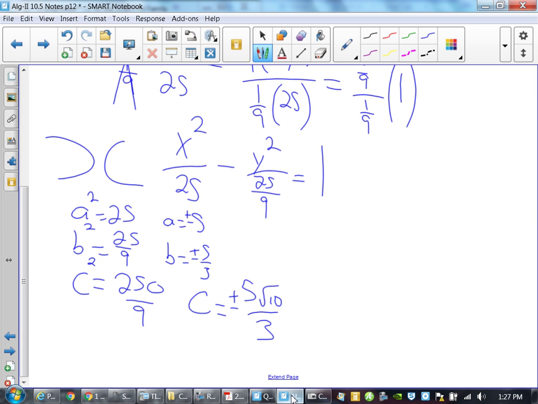So when you graph this one, the vertex goes left and right 5. The co-vertex, 5/3, is almost 2. Asymptotes.